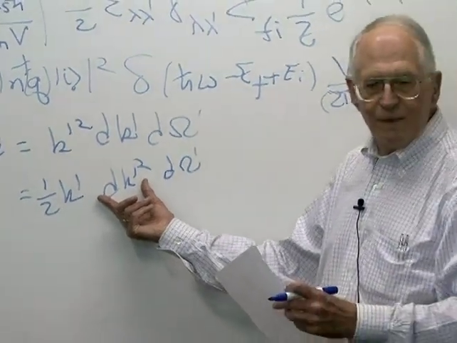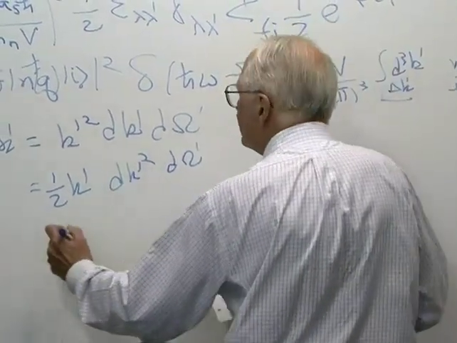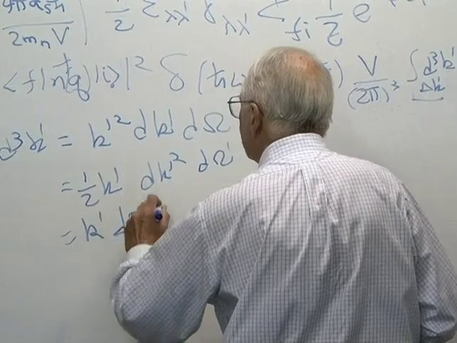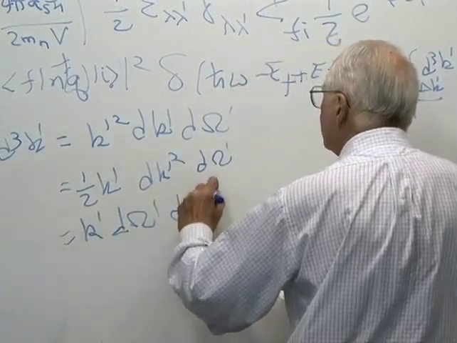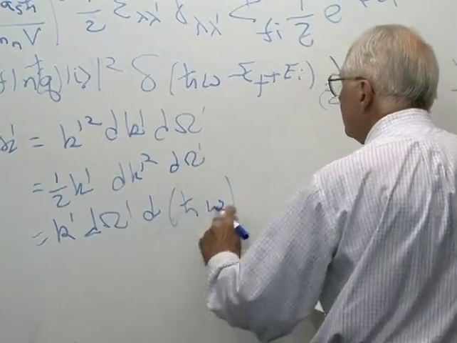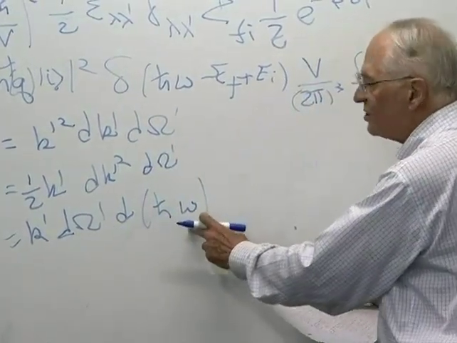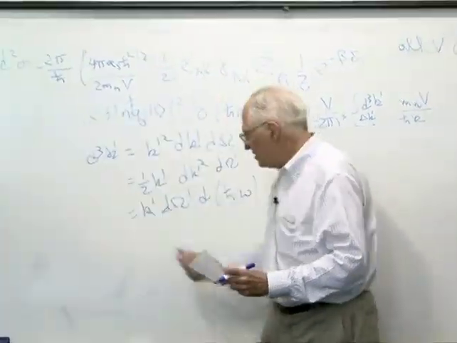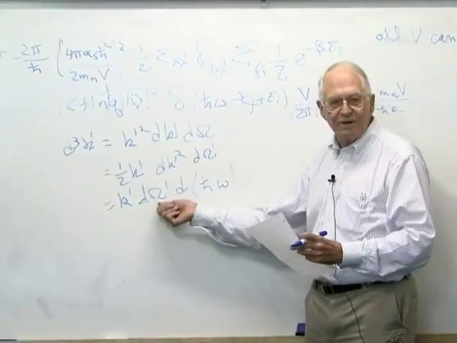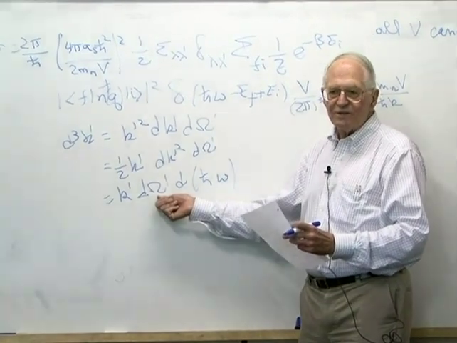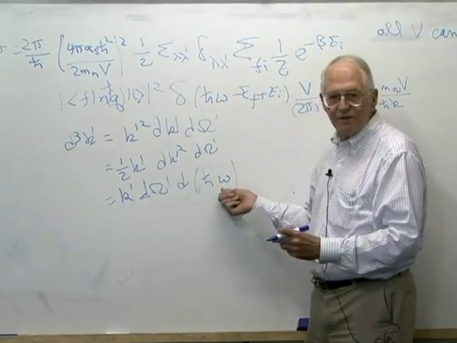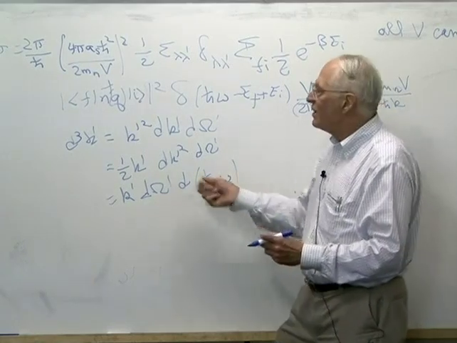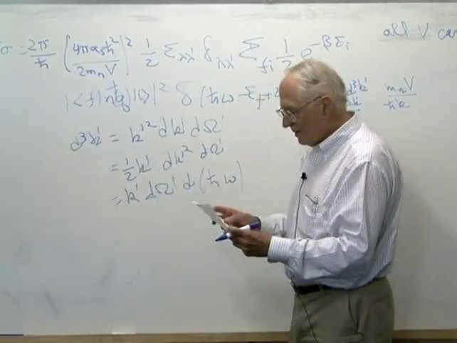Okay? So I can write this now as k′ dΩ′ times the differential of ħω. And so that's where you get a differential of omega from this factor. And so that's why we get a double differential, because it's a dΩ′, capital Omega prime. It's the differential of solid angle and the differential of energy. So it's a double differential cross section. That's why we write d²σ here.